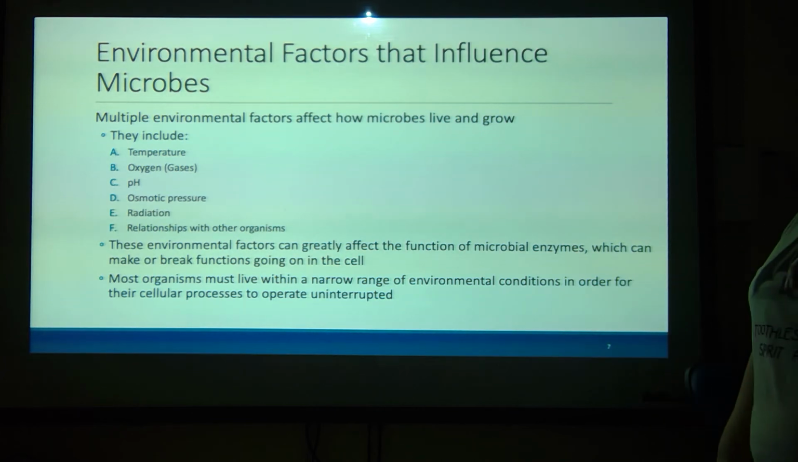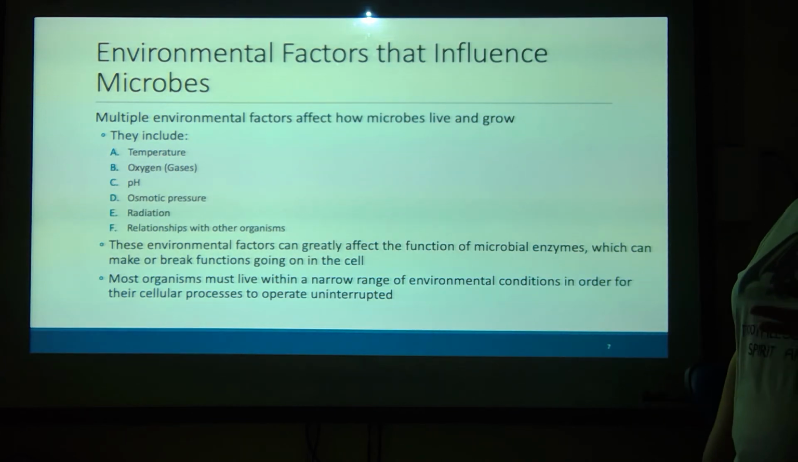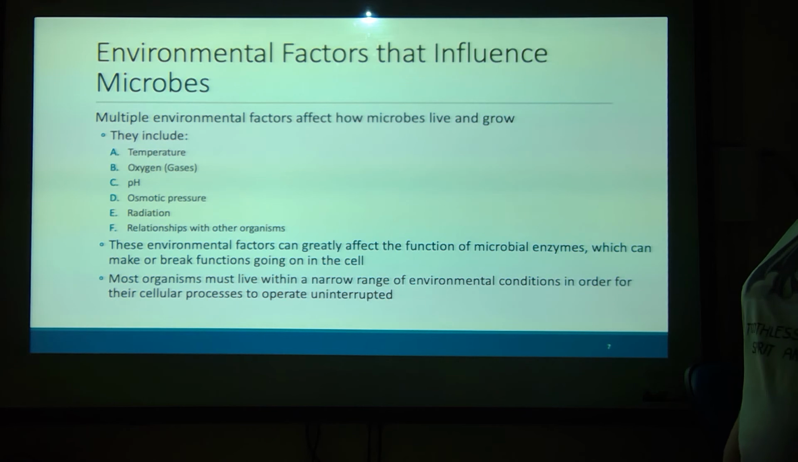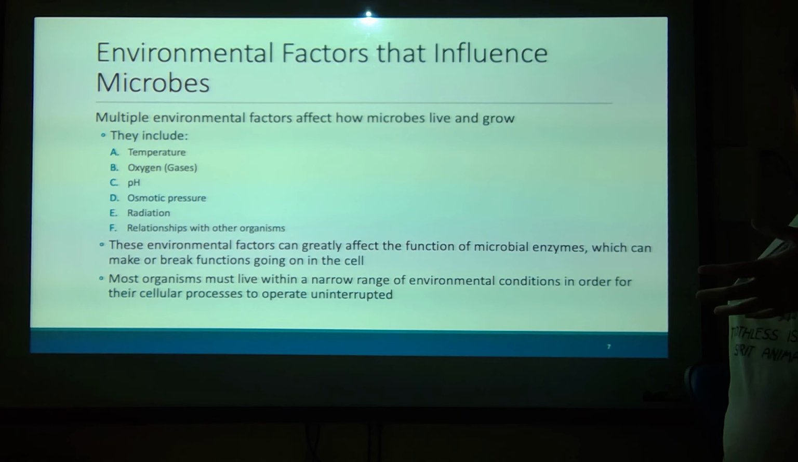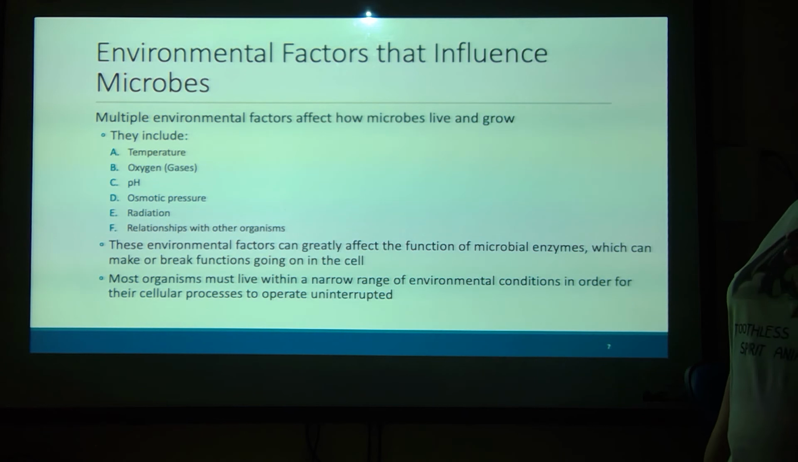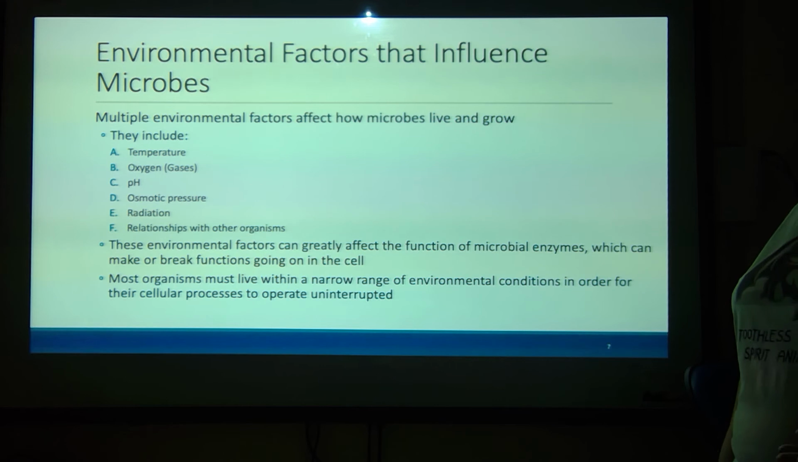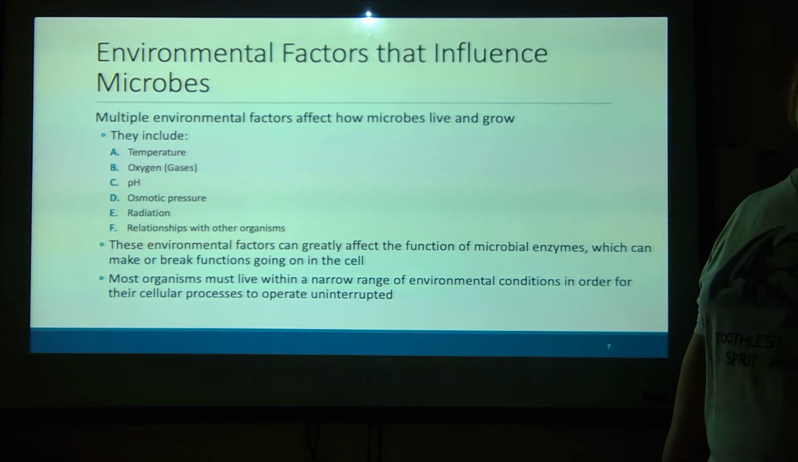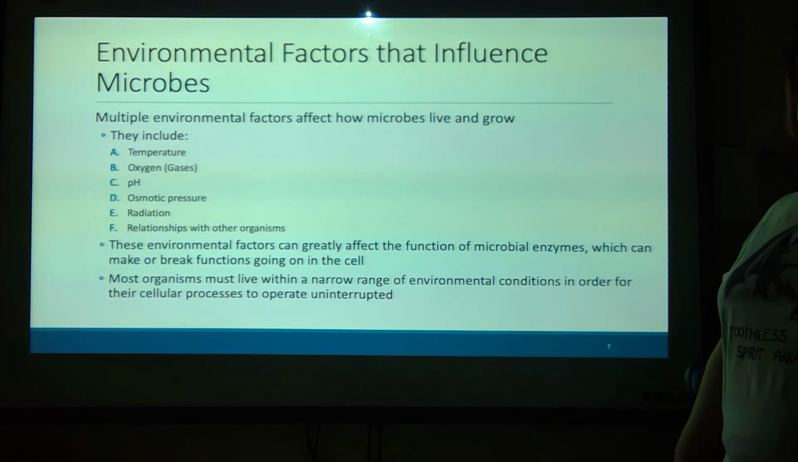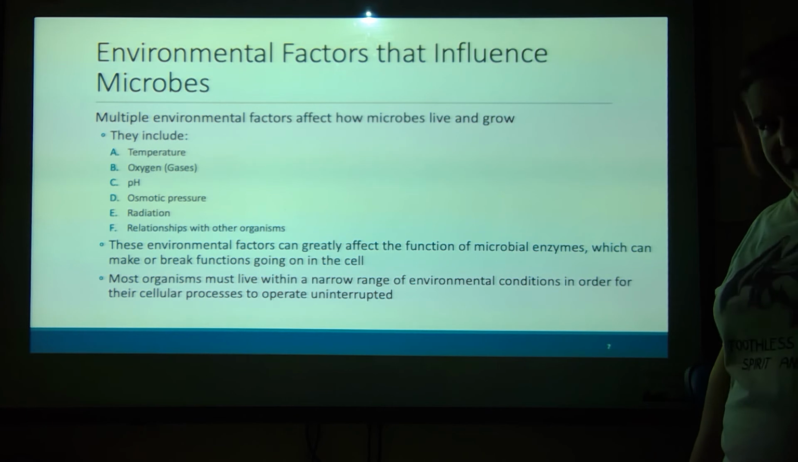Environmental factors that influence our microbes. Multiple environmental factors affect how microbes live and how they grow. They include things like temperature, oxygen, pH, which is is it acidic or is it basic or alkaline, osmotic pressure, how much water is there, and radiation. Radiation can even affect you and me, right? We don't go around going, you know what, I just want to get exposed to radiation. No, you don't.